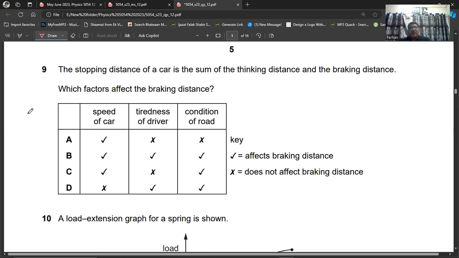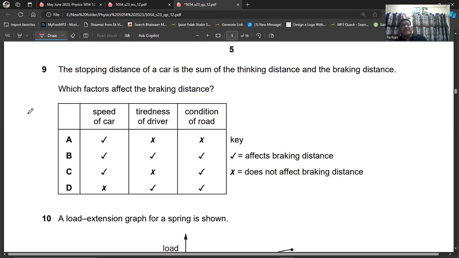So it depends upon the speed of the car, obviously. Yes. If your speed is more, the braking distance will be obviously more. Tiredness of the driver, no. Tiredness of the driver affects the thinking distance because the thinking distance depends upon the reaction time of the driver. So the tiredness of the driver does not affect the braking distance. It affects the thinking distance.